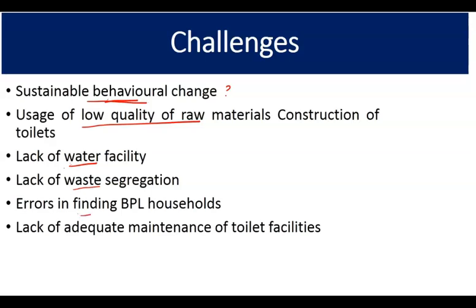Further, the 15th Finance Commission stated that the scheme is mainly for the BPL and selected households above the poverty line. So there are errors in identifying the BPL households, and that's why it has recommended the universalization of the scheme for 100% ODF status.